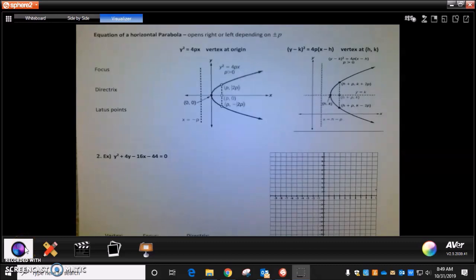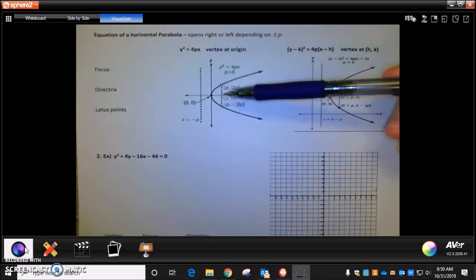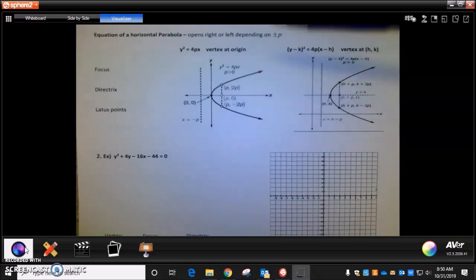All right, now on the back page of the notes, you're going to see that for these parabolas, we can also have parabolas that go in a horizontal direction. So earlier in the year, we were graphing parabolas, but they always went up or down because we were dealing with functions. Well, this is obviously not a function. It would fail a vertical line test, but it is an equation. So this is the equation of a parabola that's going in a horizontal direction.